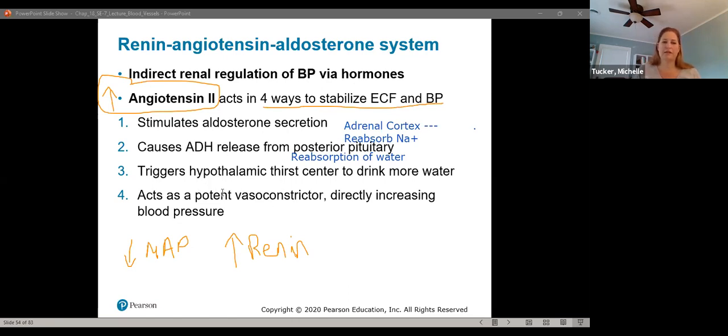Okay, so you need the first phase: decrease in mean arterial pressure, increases renin, increases angiotensin II. That's kind of one question. And then the 4 ways by which angiotensin II is going to stabilize blood pressure and affect the extracellular fluid. So the first 3 stabilize this extracellular fluid, and then this 4th one acts directly to increase vasoconstriction.